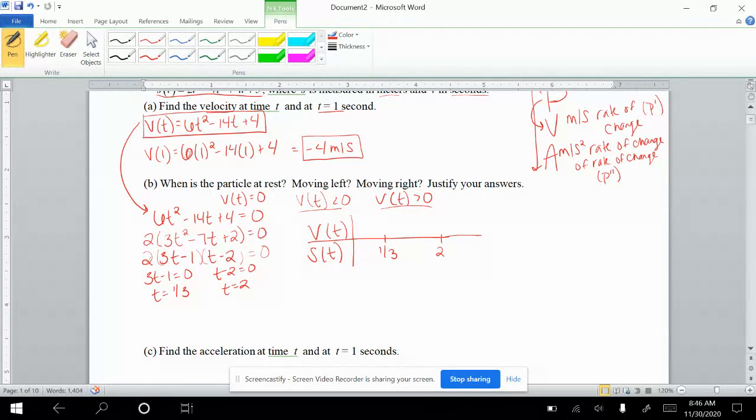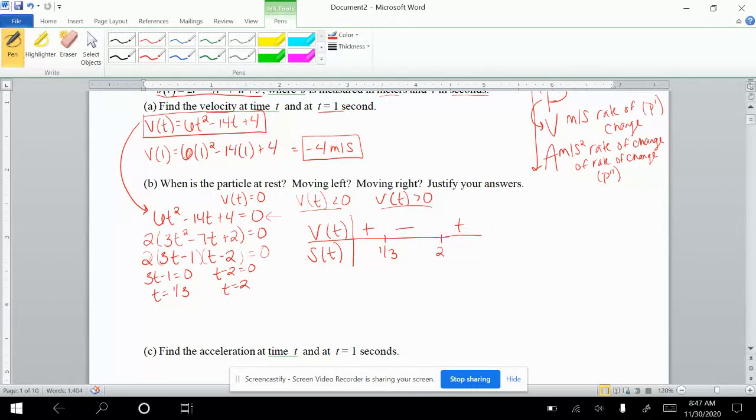So if you plug in 0 to your velocity equation, this one right here, you're going to get 0 minus 0 plus 4, which is positive. Between 1/3 and 2, we already did that up above. We plugged in 1 here, and we got -4, so we know that's going to be negative. If you plug in 3, I'll just tell you it's going to be positive.